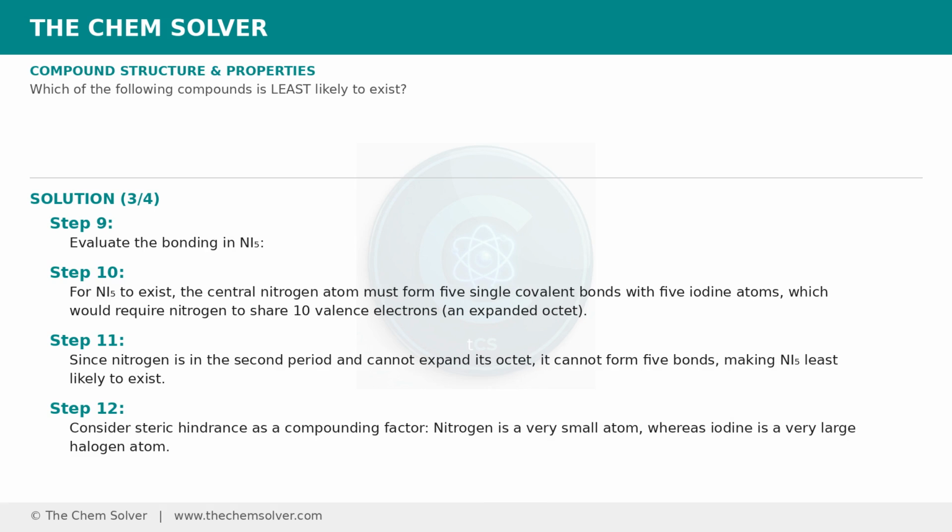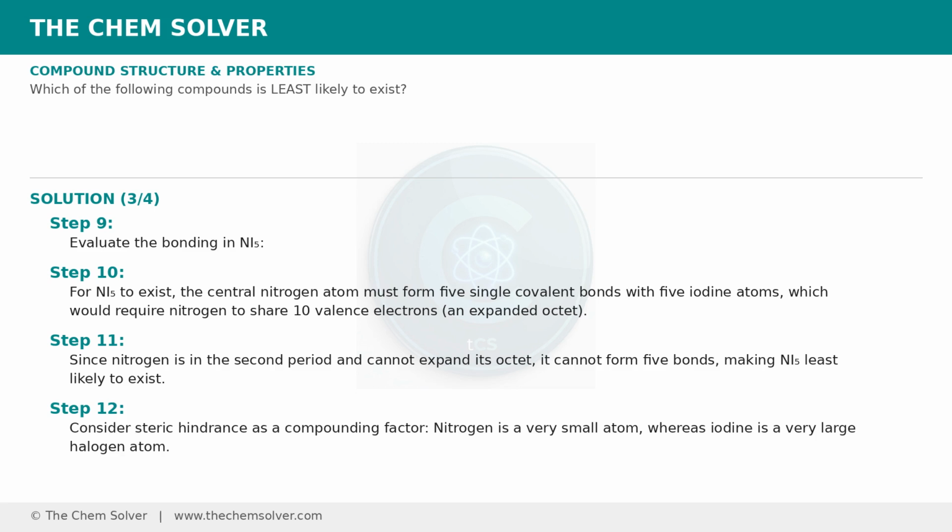Evaluate the bonding in NI5. For NI5 to exist, the central nitrogen atom must form 5 single covalent bonds with 5 iodine atoms, which would require nitrogen to share 10 valence electrons, an expanded octet. Since nitrogen is in the second period and cannot expand its octet, it cannot form 5 bonds, making NI5 least likely to exist. Consider steric hindrance as a compounding factor.